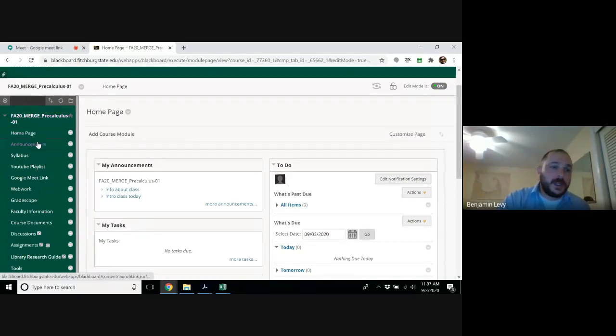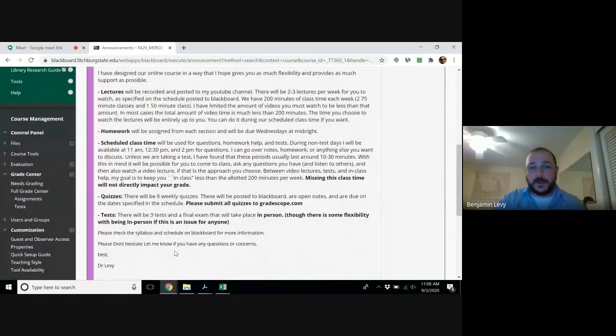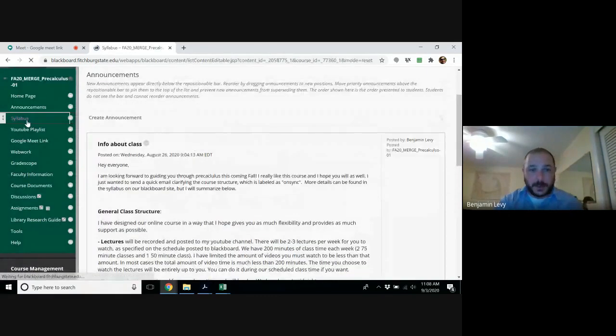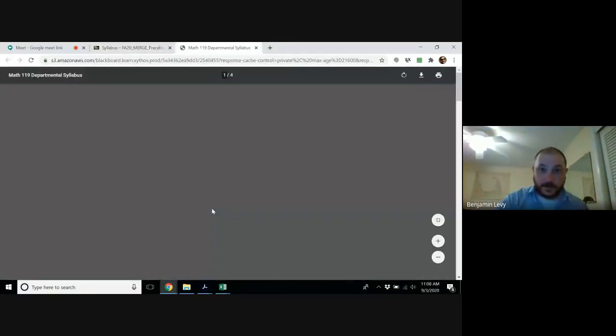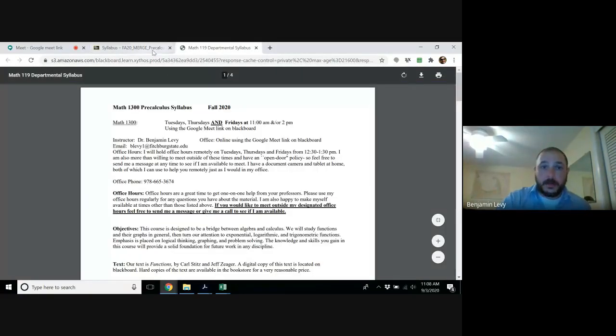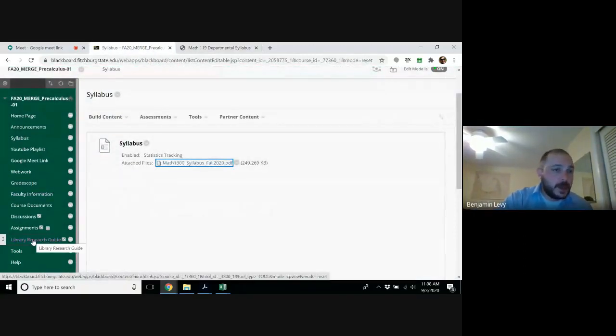Most of the things you need are on the left-hand navigation page, right? So like announcements or the emails that I've been sending out. I sent this email out a couple times over the last few weeks, sort of specifying class structure. I'll go over that in a second. You can see the syllabus is located right here, which I'm going to open up and point out a few things about. But I'm going to show you some of the other things in Blackboard first.